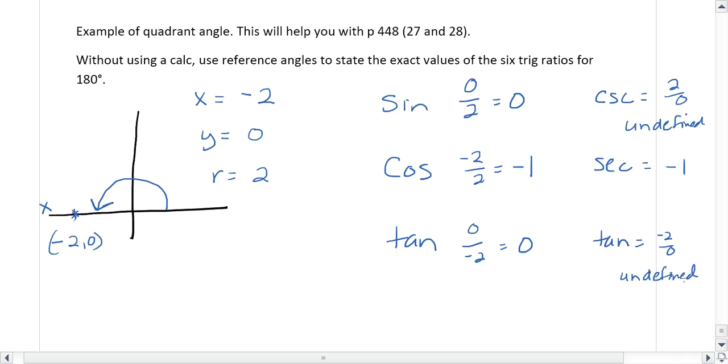Alright, so this example should help you with your quadrant angle problems that you have in your assignment.